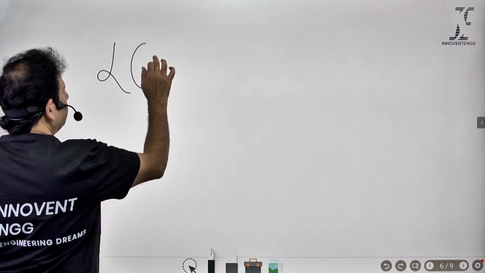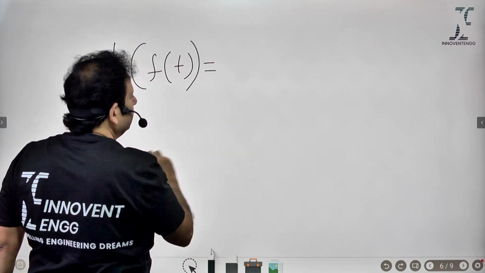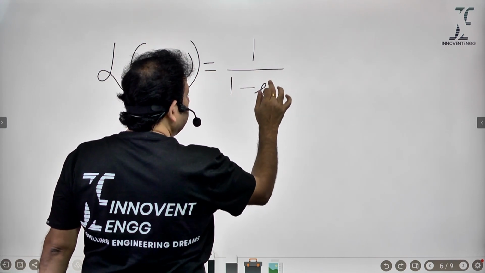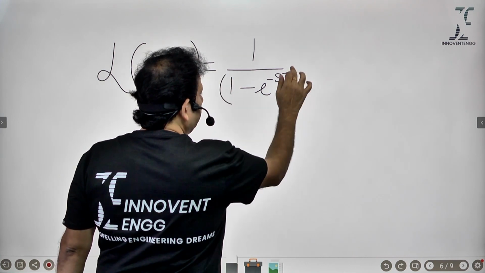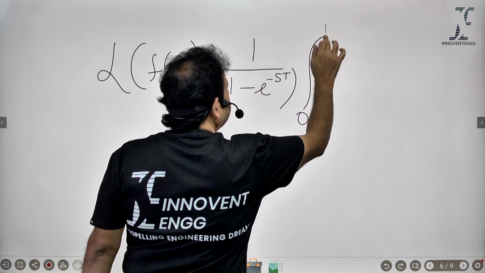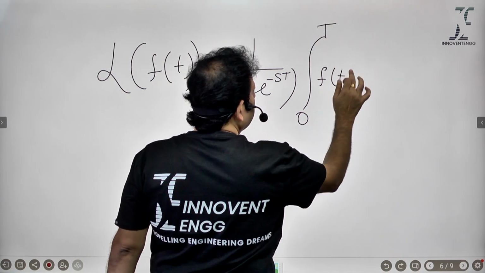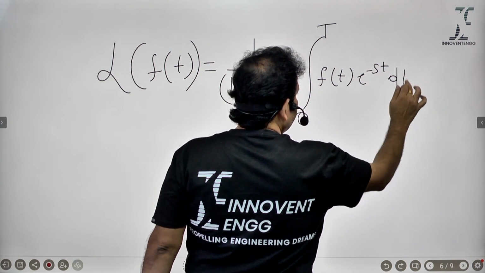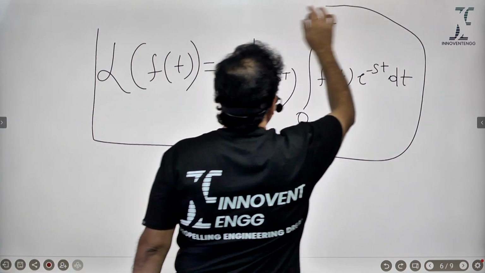Now it is very, very categorical. The Laplace transform for the periodic function is simply given by 1 over 1 minus e power minus sT, times the integral from 0 to T, where T is the period, of f of t e power minus st dt, right? So this you should not forget.